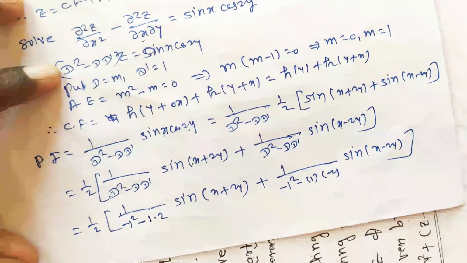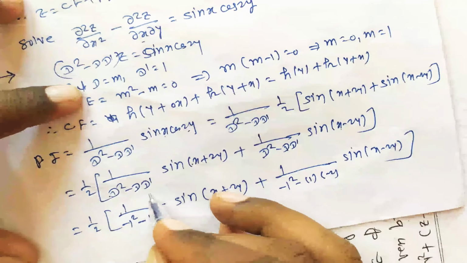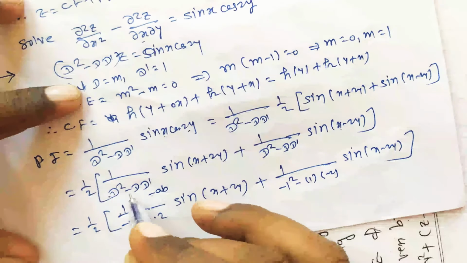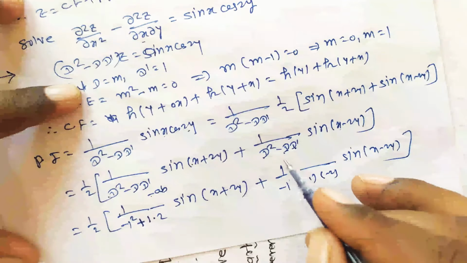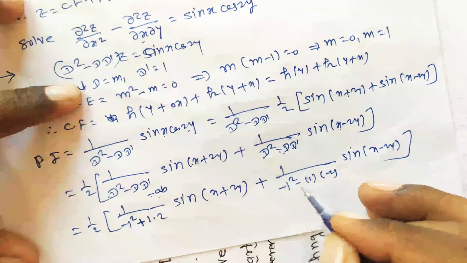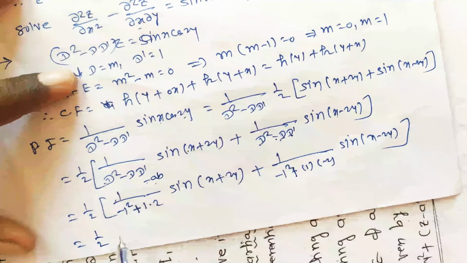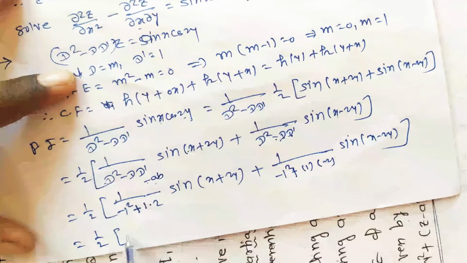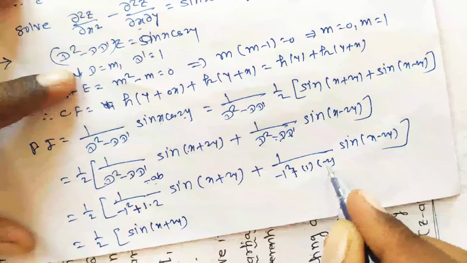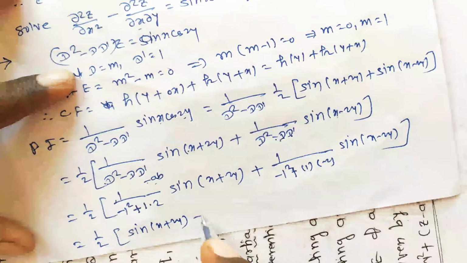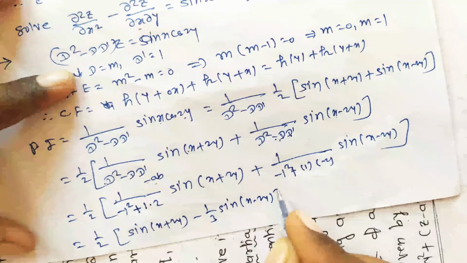So we have to replace D dash by minus ab, and if we replace D dash by minus ab here, then this minus becomes plus. Same here: if we replace D dash by minus ab, this minus and this minus is plus here, and again minus. So it is equal to 1/2 into, this is 2 minus 1 is 1, sin of x plus 2y, and here 2 minus 1 is minus 3, so minus 1/3 into sin of x minus 2y.